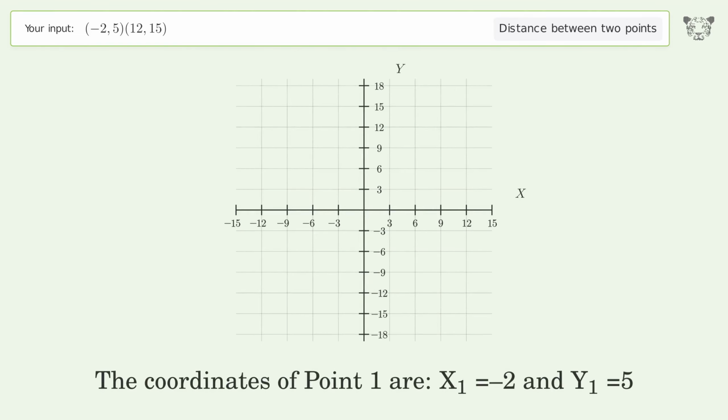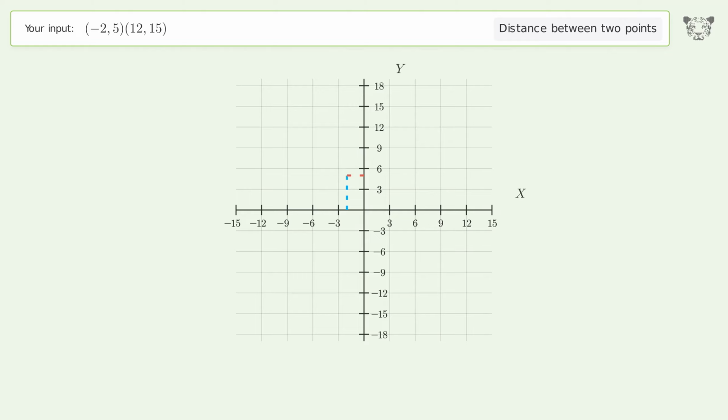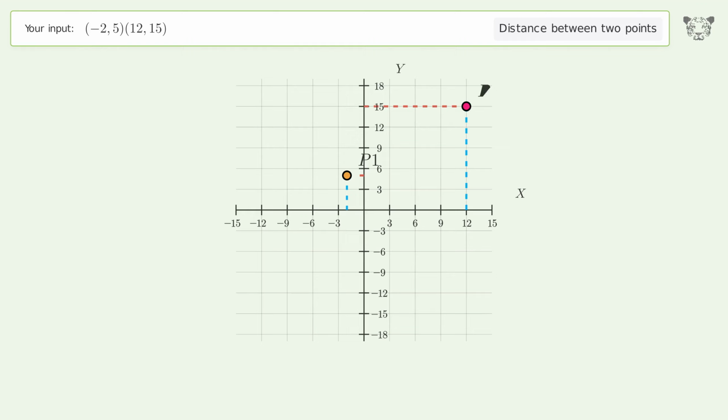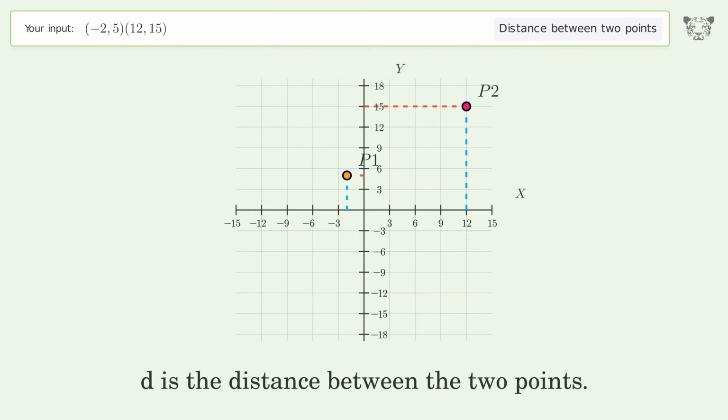The coordinates of point 1 are x1 equals -2 and y1 equals 5. The coordinates of point 2 are x2 equals 12 and y2 equals 15. D is the distance between the 2 points.